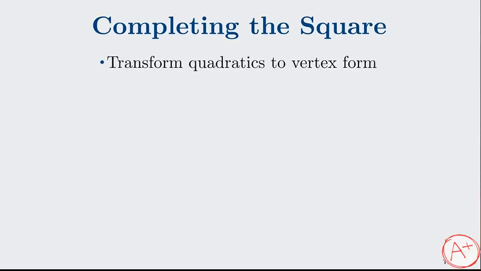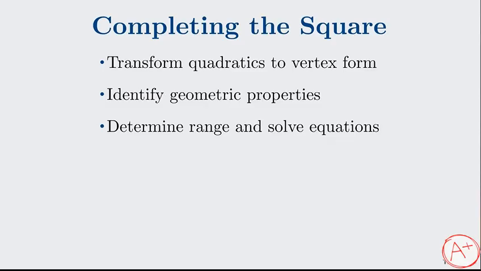You're mastering the technique of completing the square. By the end of this session, you will be able to transform any quadratic into the vertex form, identify the key geometric properties of the resulting parabola, and apply this to range and solving equations. This is a fundamental pillar of the Cambridge 9709 Pure Mathematics 1 syllabus.